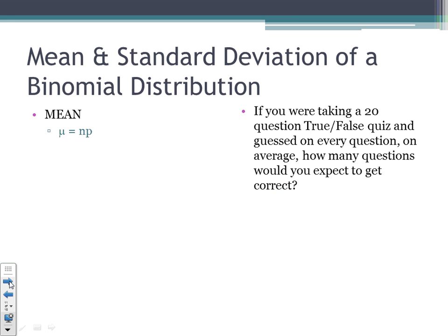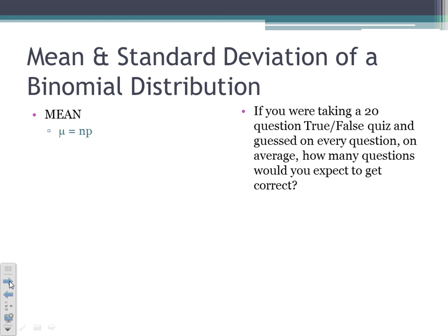And the good news is, if my setting is binomial, the mean and standard deviation are actually very easy to find. So the formula for the mean of the binomial distribution is just simply n times p. Now, this is a pretty easy formula for us to just logic through. Let me give you an example here. If you were taking a 10-question true-false quiz, and you guessed on every question, on average, how many questions would you expect to get correct?